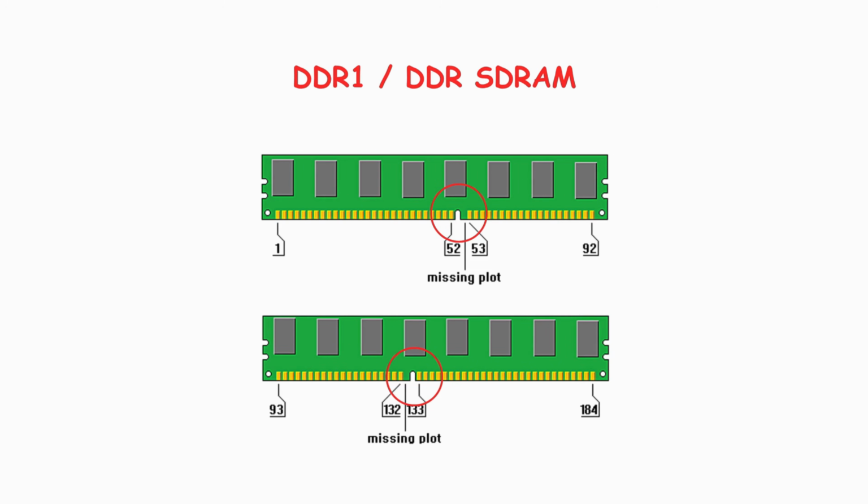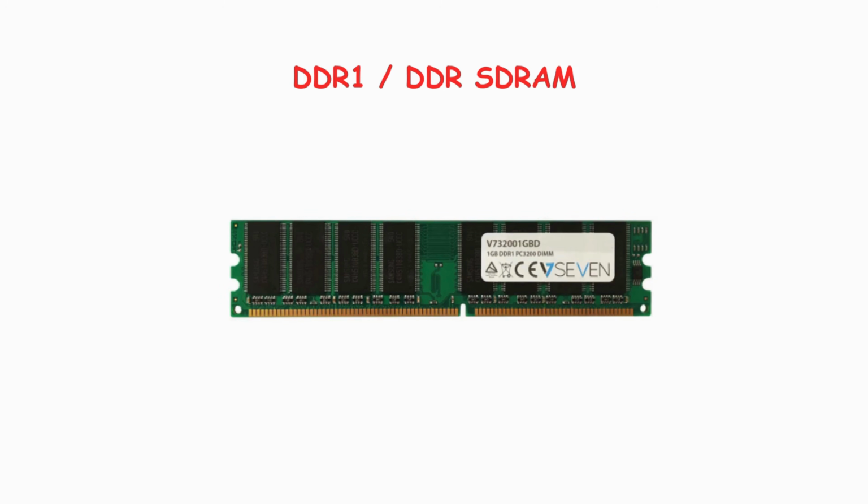One key feature was the introduction of a notch in a specific position on the module to prevent installation in incompatible slots. While DDR1 was a massive leap forward from regular SDRAM, offering double the bandwidth, it was just the beginning. The tech world wanted more speed, more efficiency, and less power consumption.